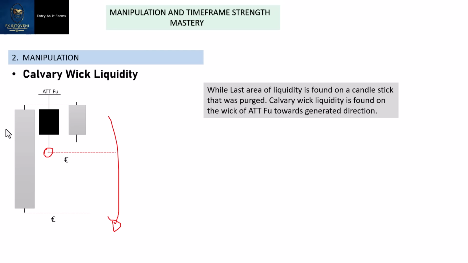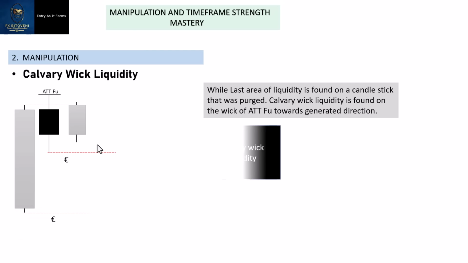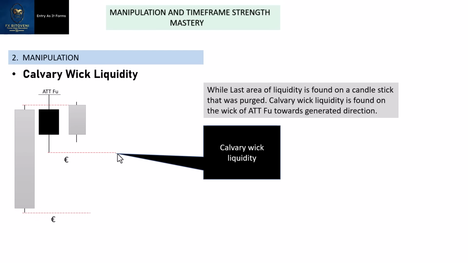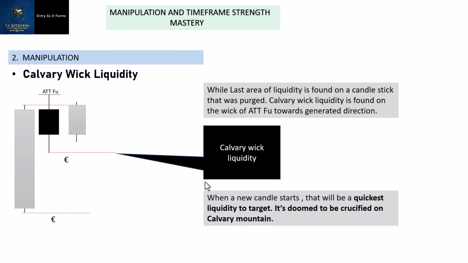Assuming that this is monthly time frame or 6 month time frame, it's going to drop like 600 pips, right? Until we reach this area. Maybe you have no idea why I'm saying this, but this is your candle value liquidity. So when a new candle starts, that will be the quickest liquidity to target. It's doomed to be crucified on candle value mountain. Hope you understand.